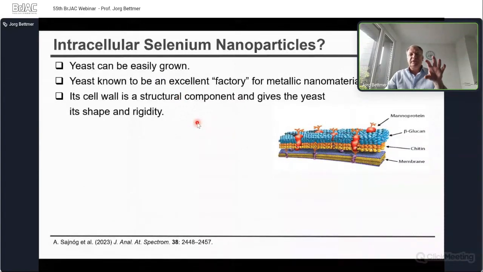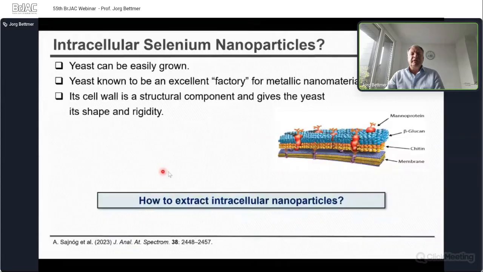In order to get information about what is inside the individual yeast cell, there is the cell wall, which basically consists of a membrane and a second layer that makes this cell wall very rigid, and it's very hard to lyse it. And this is a big problem. So how do you get access to any intracellular nanoparticles, or in this specific case selenium nanoparticles? In other words, how to extract these intracellular nanoparticles?